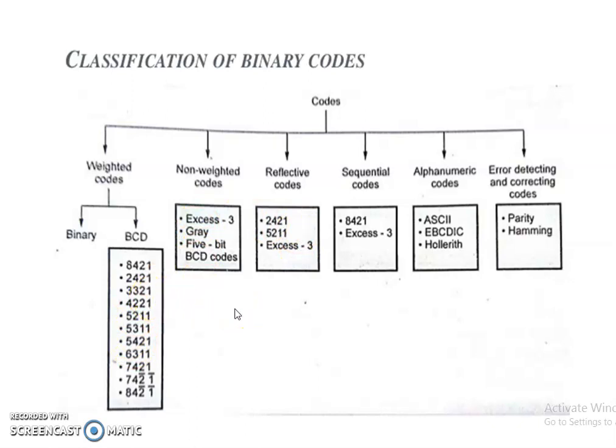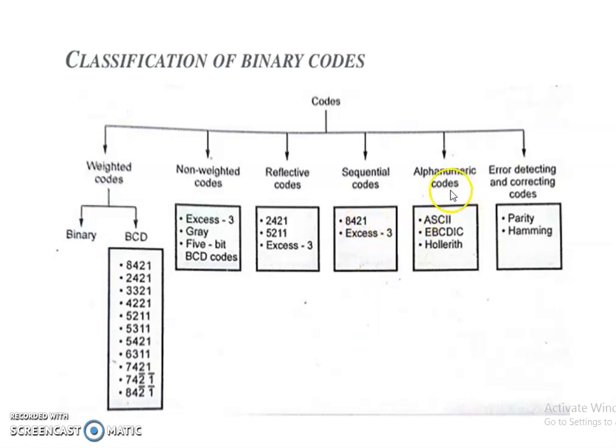Okay. Now next one is sequential codes. In sequential code, every successive code is one binary number greater than the previous code. Okay, and this property helps in manipulation of data. It means that 8421 BCD and XS3 are sequential codes.